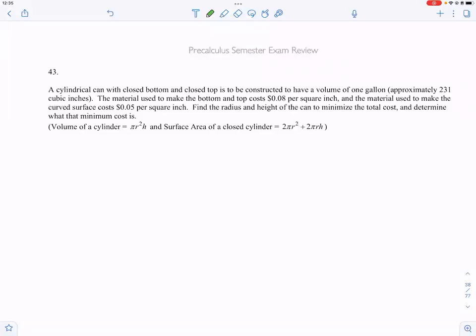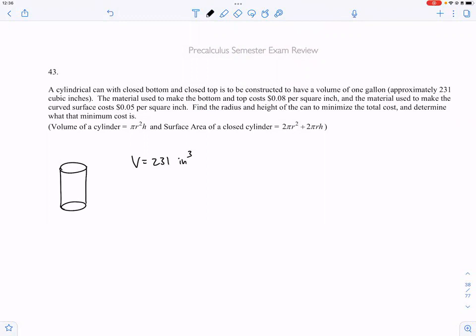All right, question 43. A cylindrical can with closed bottom and closed top is to be constructed to have a volume of 1 gallon, approximately 231 cubic inches. So let me draw a beautiful can. Okay, and we have 1 gallon, so volume is 231 cubic inches.